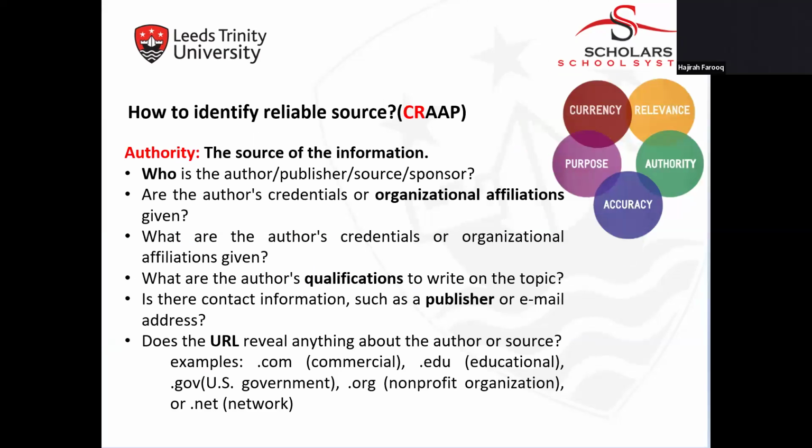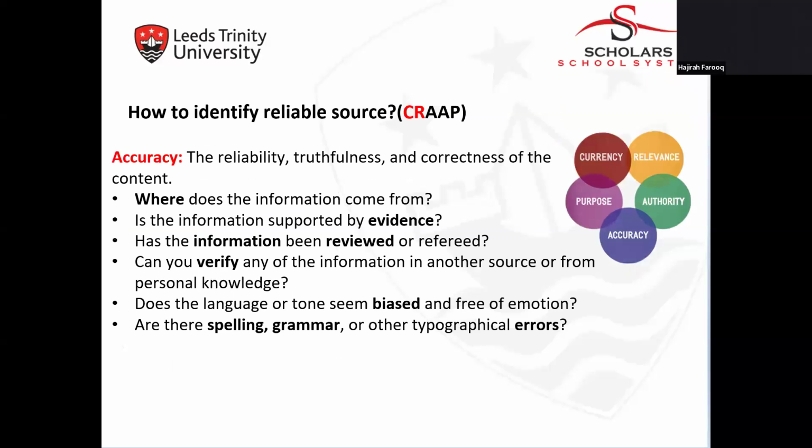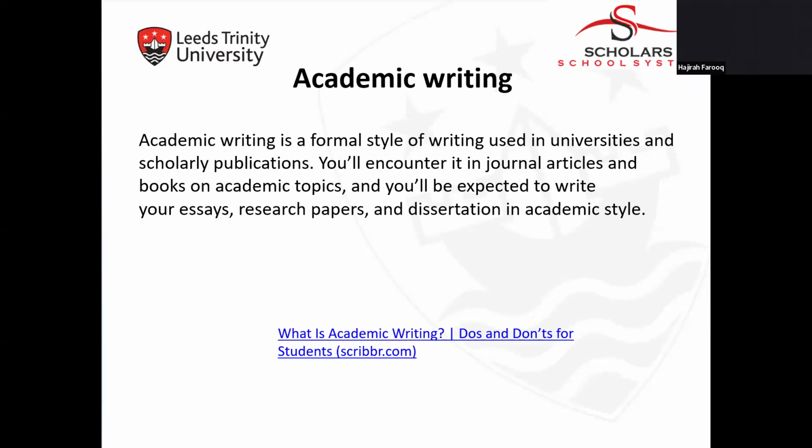Then we discussed the CRAP methodology of identifying reliable sources of information. CRAP basically stands for, or is an acronym for, currency, relevance, authority, accuracy, and purpose. And then we discussed what academic writing is.